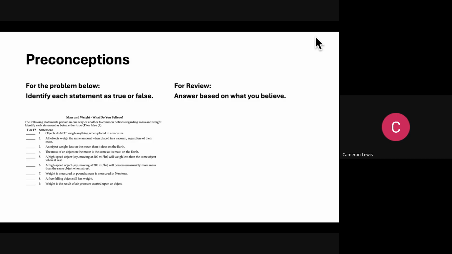Objects do not weigh anything when placed in a vacuum. Vacuum, like a vacuum cleaner. But I feel like that's mass. That would be weight. True? False? Basically, a vacuum is like a contained area. But it would still have gravity. That might have mass. I don't know. I'm gonna go with mass. True or false is really what we're asking. Does the object not weigh anything in a vacuum? If I put it in a vacuum, does it not weigh anything?